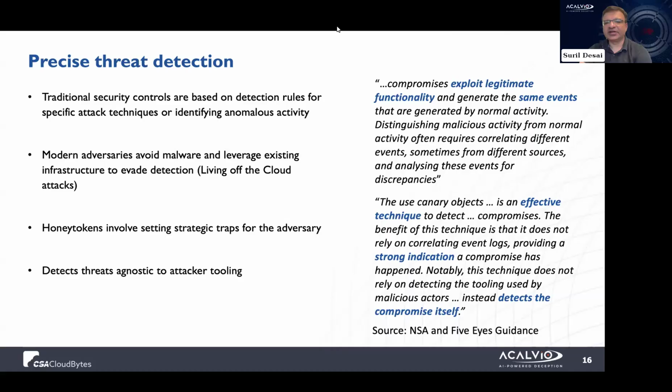A recent guidance from the NSA and the Five Eyes Security Alliance is a great attestation to the benefits of honey tokens. So for example, as you see in the quote here, it effectively talks about the challenges of detection engineering in being able to identify malicious activity from legitimate activity when you use traditional forms of detection, and then talks about why honey tokens and deception technology is an effective technique to detect compromises because it is not based on looking at a specific attacker technique, and instead it's based on setting a trap for the goal of the attacker and then identifying the attacker.